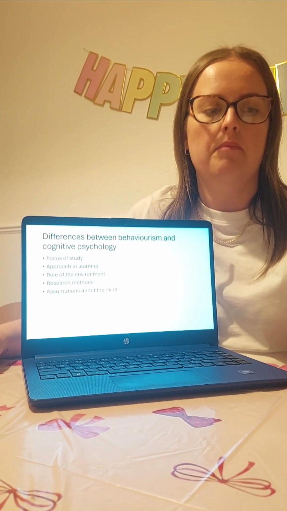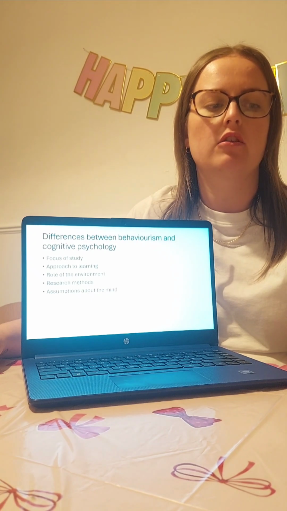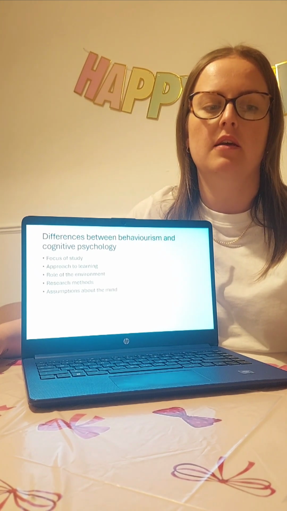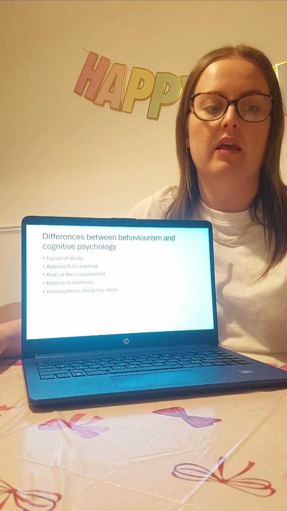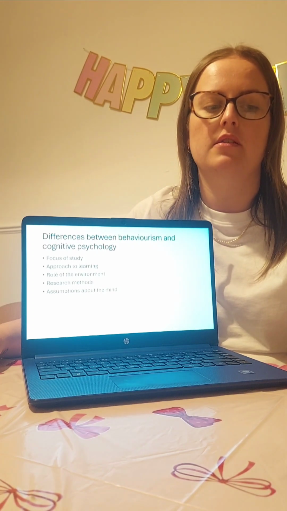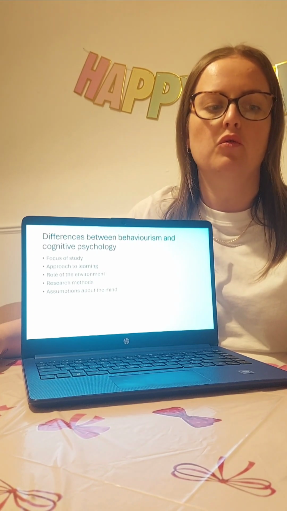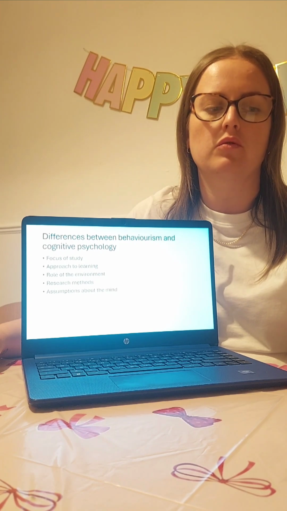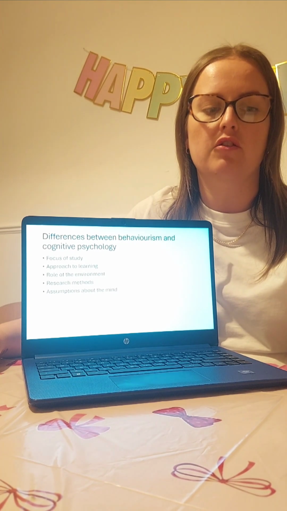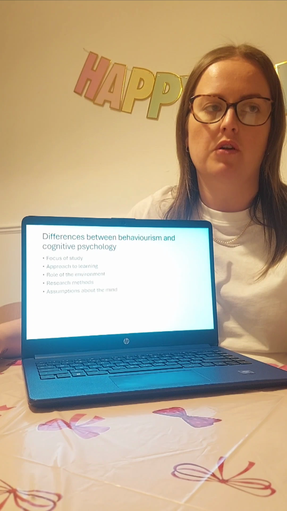Research methods. Behaviourism primarily uses controlled laboratory experiments with an emphasis on observable behaviour, whereas cognitive psychology uses a variety of research methods, including experiments, but also relies heavily on cognitive models, computer simulations, and neuroimaging to understand mental processes.